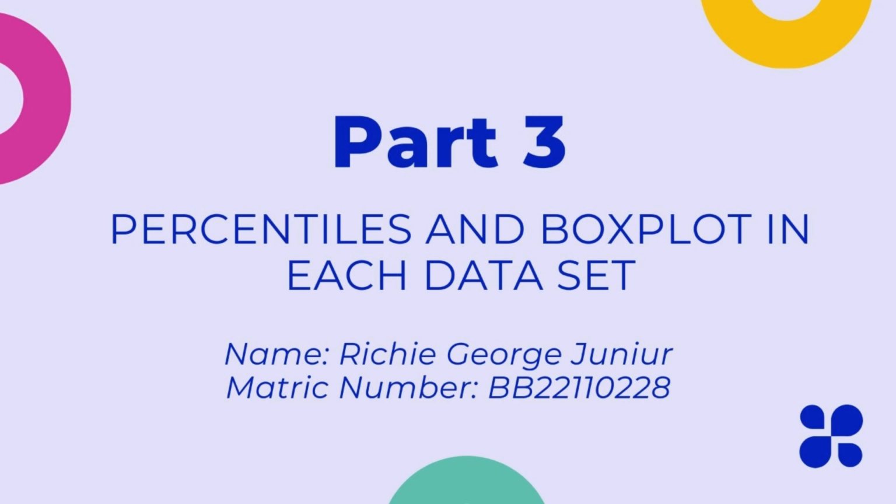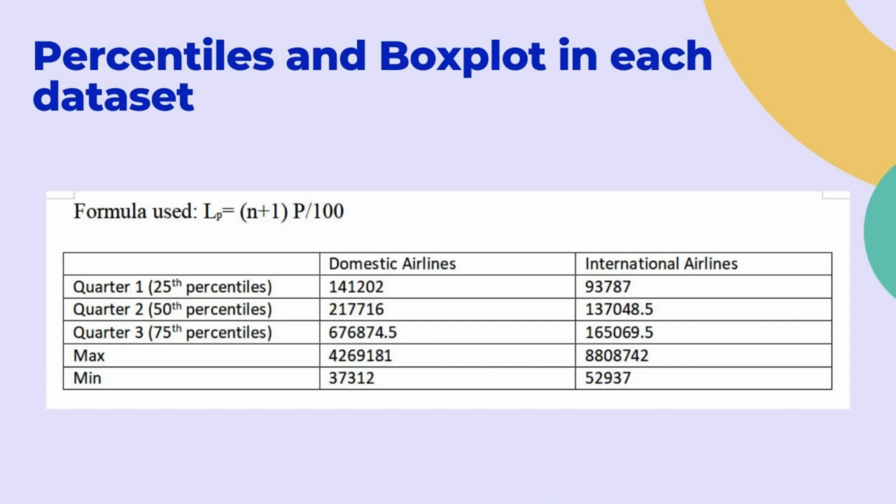Hello everyone, my name is Richie Josh Jr. and my matrix number is BB221100228 and my part is Part 3 for percentiles and box plot in each dataset. As you can see, there are two airlines involved in this method. First, domestic airlines, and the second is international airlines. The result from all three quarters shows that domestic airline has more than international airlines.